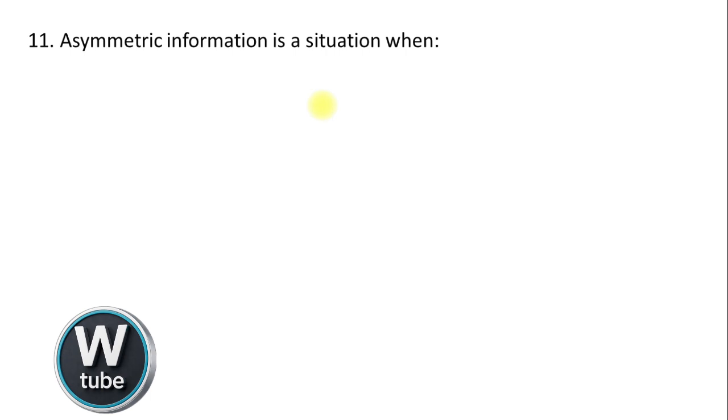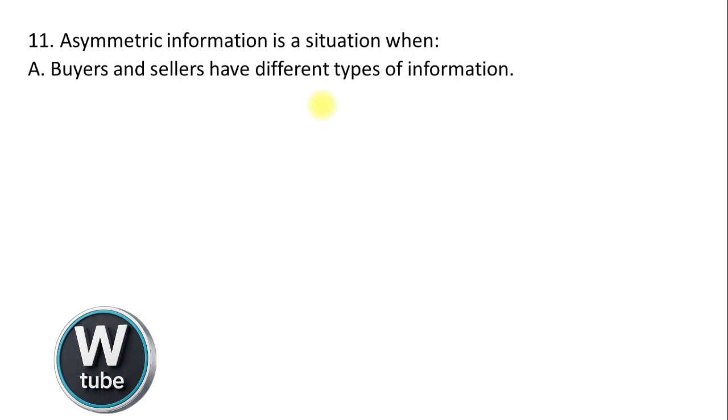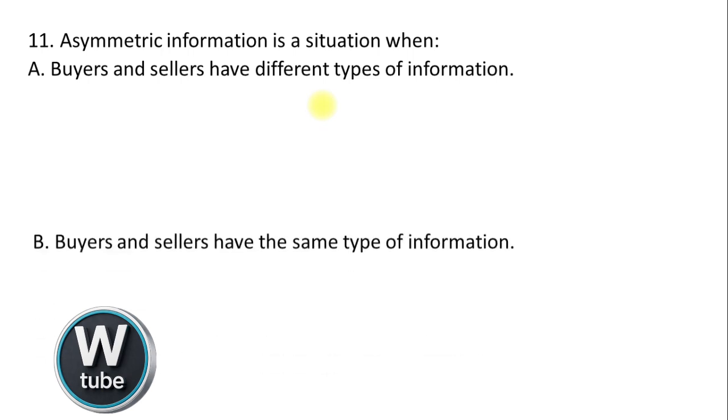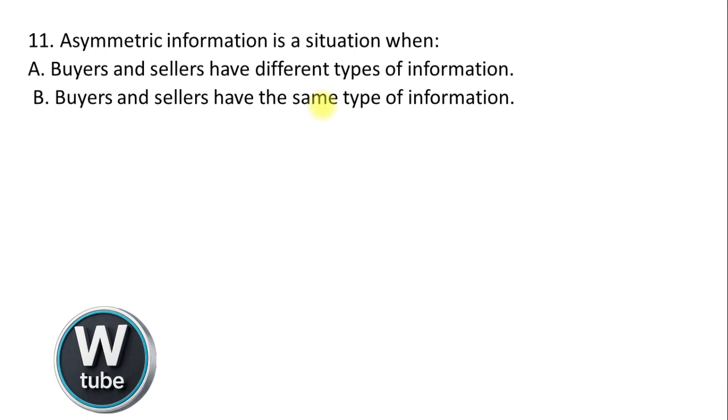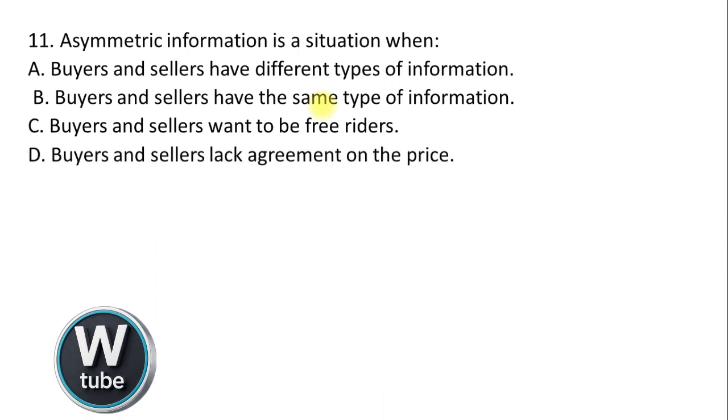Question number 11. Asymmetric information is a situation when A. Buyers and sellers have different types of information. B. Buyers and sellers have the same type of information. C. Buyers and sellers want to be free riders. D. Buyers and sellers lack agreement on the price. Buyers and sellers having the same type of information is symmetric information, not asymmetric. So B is not the answer.